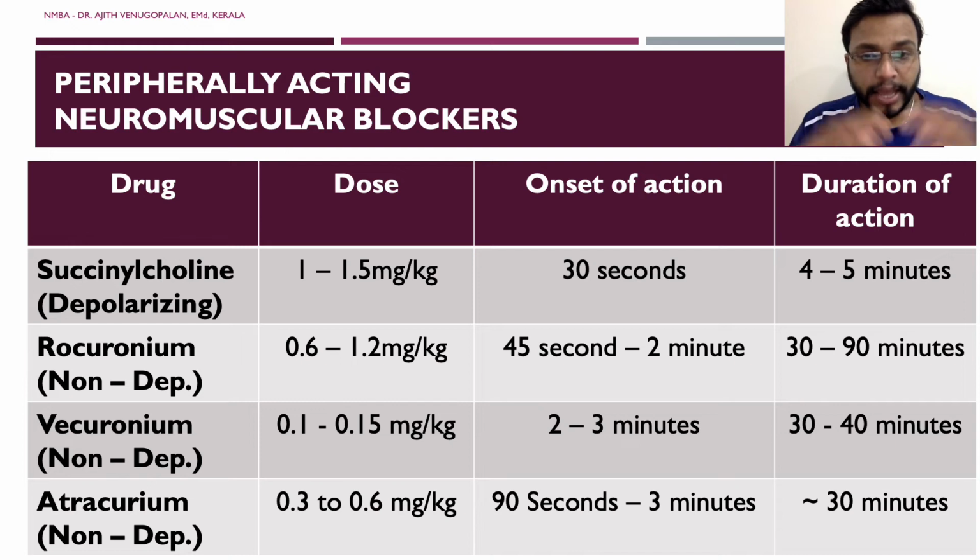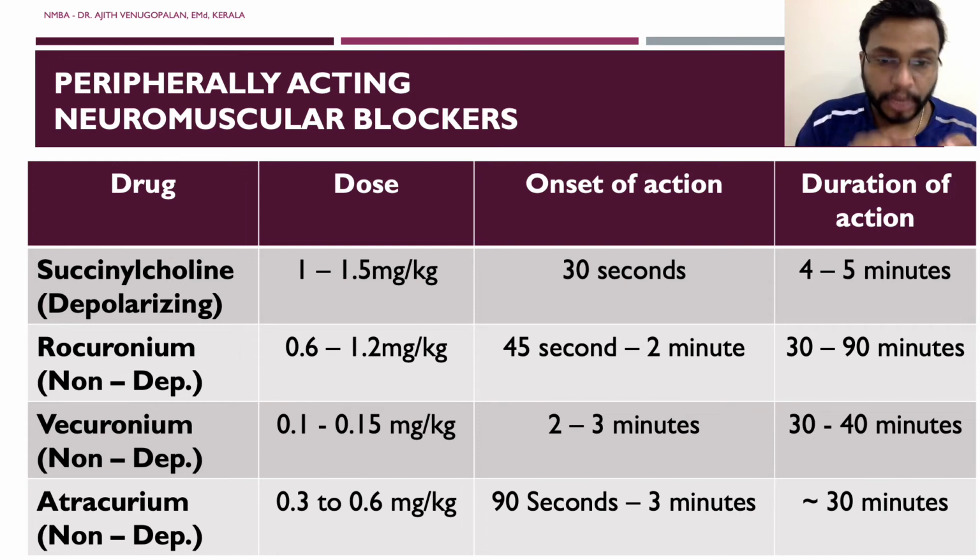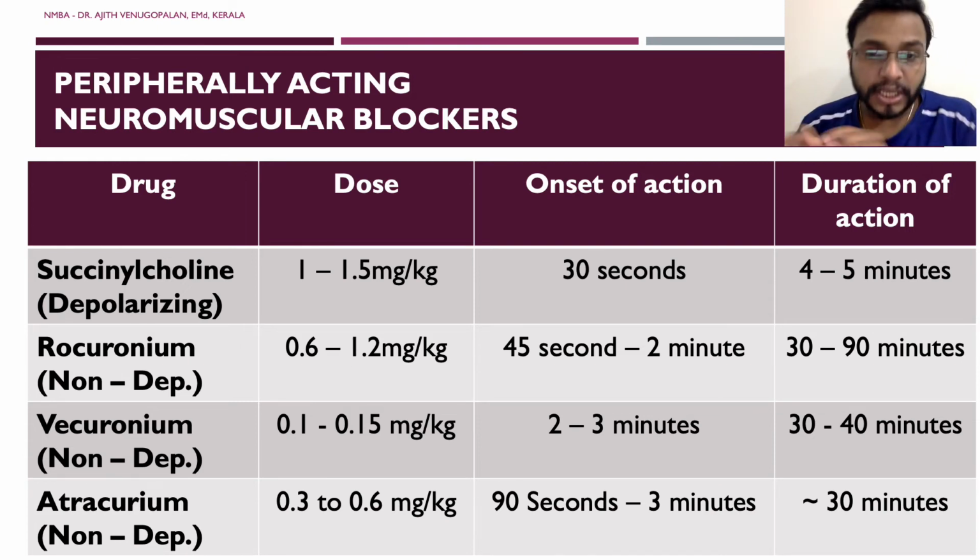Another advantage of rocuronium is that even though it has a rapid onset of action, its duration of action is longer, and if a cannot intubate situation comes in, we can use Sugammadex as a reversal agent. Because of the rapid onset of action and the availability of a reversal agent, this drug can be used as a replacement for succinylcholine. So understand, rocuronium is for rapid sequence intubation.